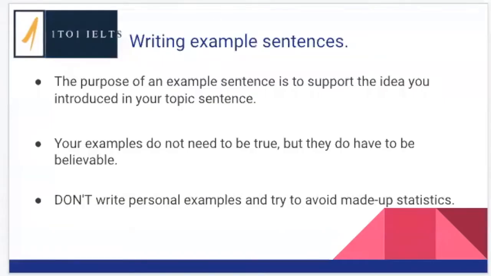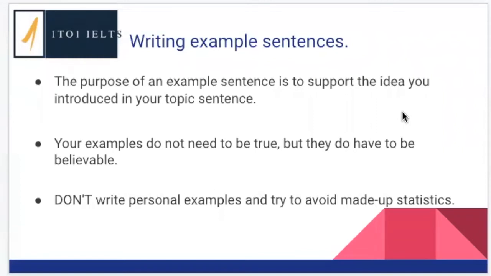Before we start, just a couple of things about example sentences to prepare you for this. The purpose of an example sentence is we're supporting the idea we introduce in the topic sentence. So remember, that's what you should be checking it with. Whatever you introduce in your topic sentence, which should be your main idea, that's what we're giving an example of. Your examples do not need to be true, but they do have to be believable. Okay, so don't try and come up with really extreme examples.